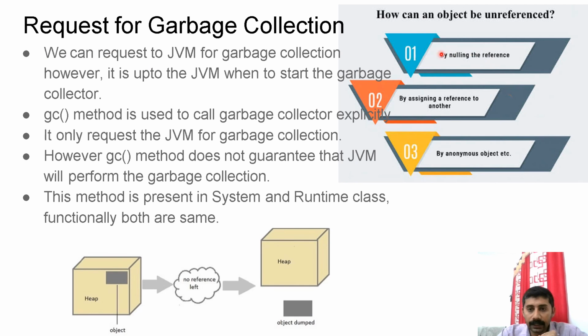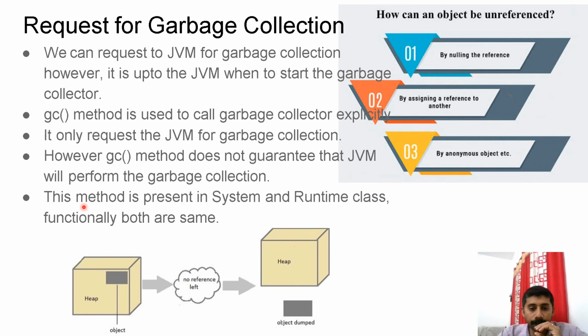So here you can see how garbage collection happens. We can request the JVM for garbage collection. However, it is up to the JVM when to start the garbage collector. There is a method gc. That method is used to call the garbage collector explicitly. It is only a request to the JVM for garbage collection. However, the gc method does not guarantee that the JVM will perform the garbage collection at that time itself. You can request the garbage collector, but it is not guaranteed that your request is handled at that time.